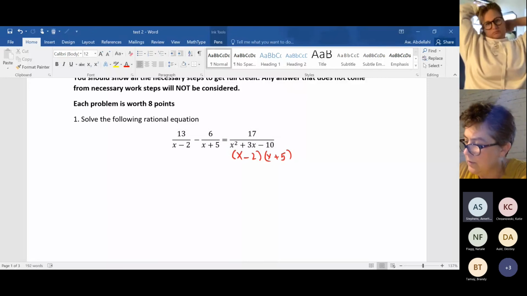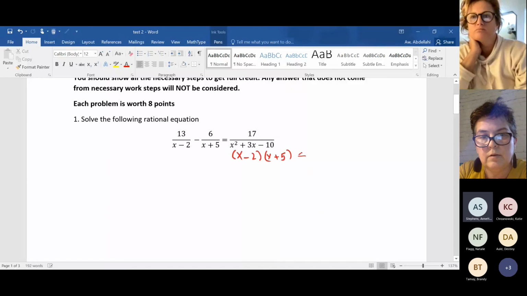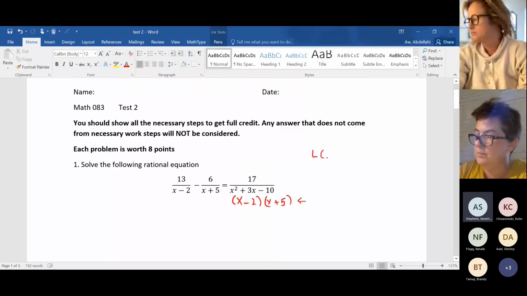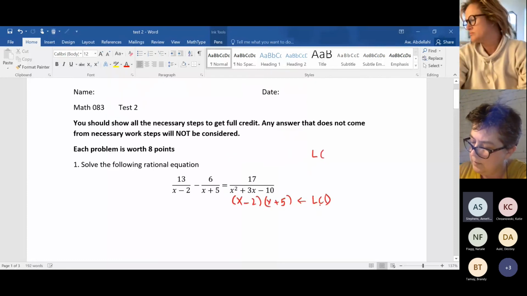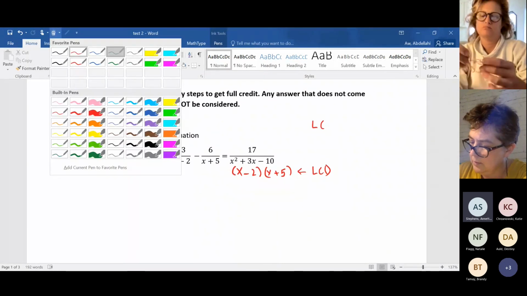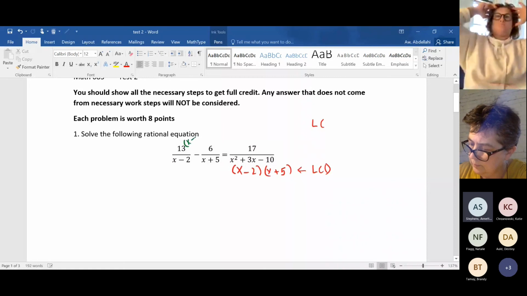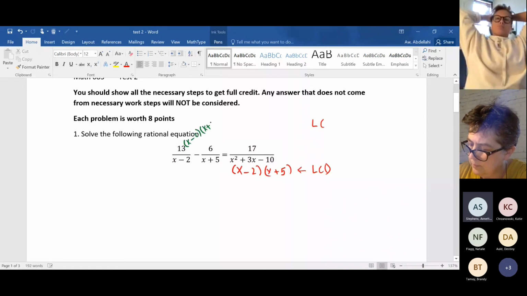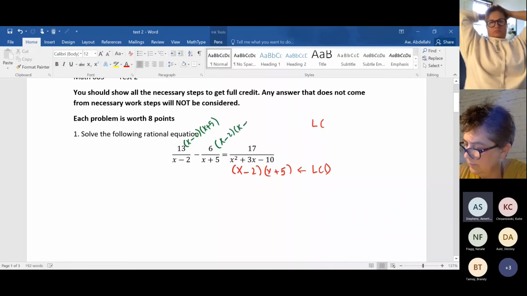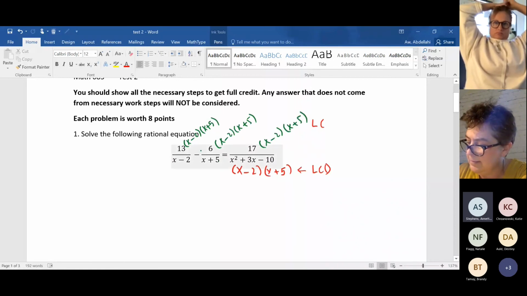Of the three of them, the LCD of the three denominators is actually (x minus 2)(x plus 5), right? And what we said again, the easiest way to do this is to multiply each term in the equation above by (x minus 2)(x plus 5), right? And then I simplify here.